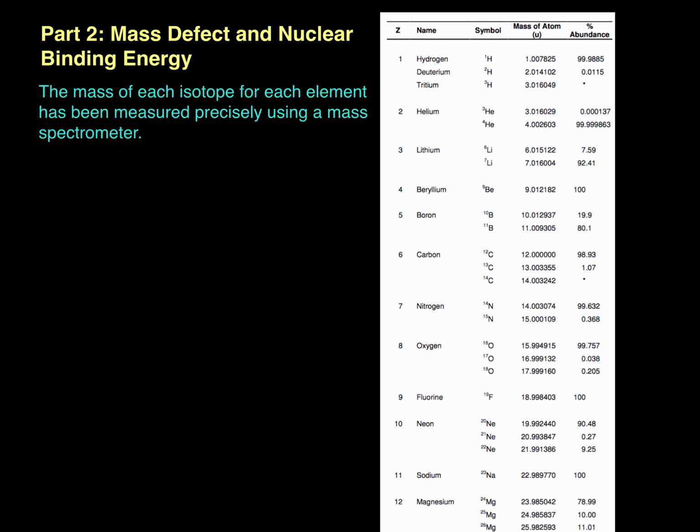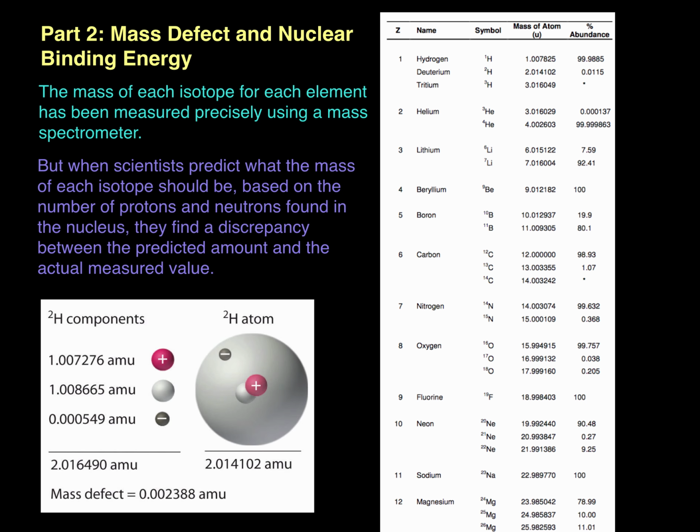Part 2. Mass defect and nuclear binding energy. The mass of each isotope for each element has been measured precisely using a mass spectrometer. But when scientists predict what the mass of each isotope should be based on the number of protons and neutrons found in the nucleus, they find a discrepancy between the predicted amount and the actual measured value.